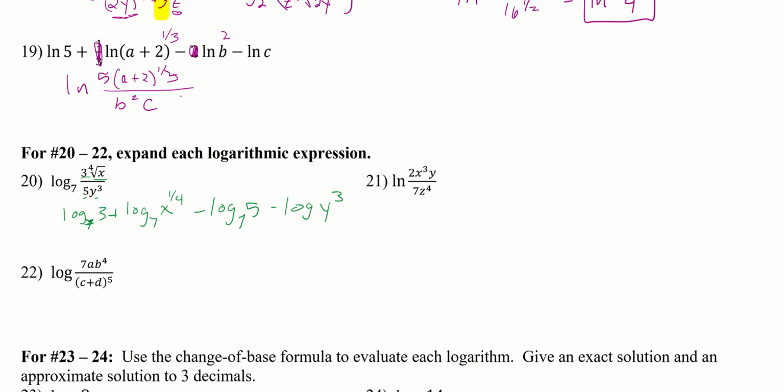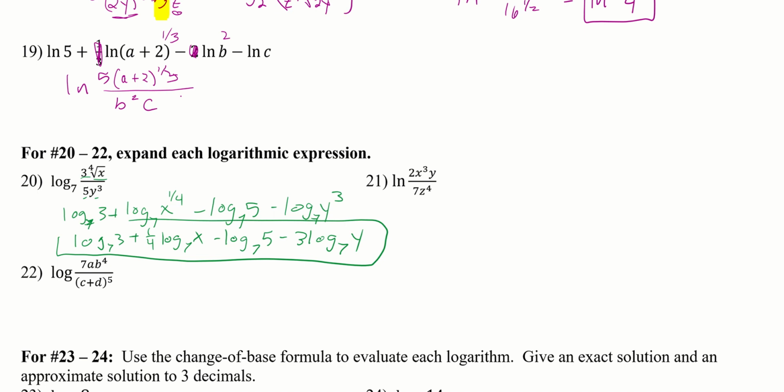Now that I expanded it, let's bring the powers down. So the only ones I need to change are the second and the fourth one. So log base 7 of 3 plus 1/4 log base 7 of x minus log base 7 of 5 minus 3 log base 7 of y. Okay, and that is totally expanded. Nice.